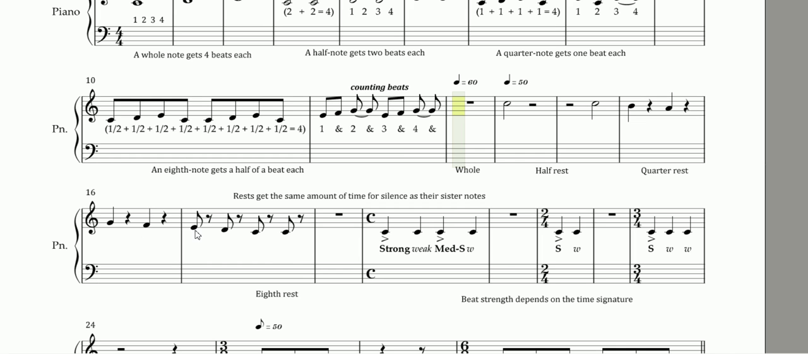Eighths are the same way. That's a half a beat, and that's a half a beat for the rest. So half plus a half is 1, half plus a half is 1, which is 2, plus another half and a half, which is 3, and a half, which is 4.